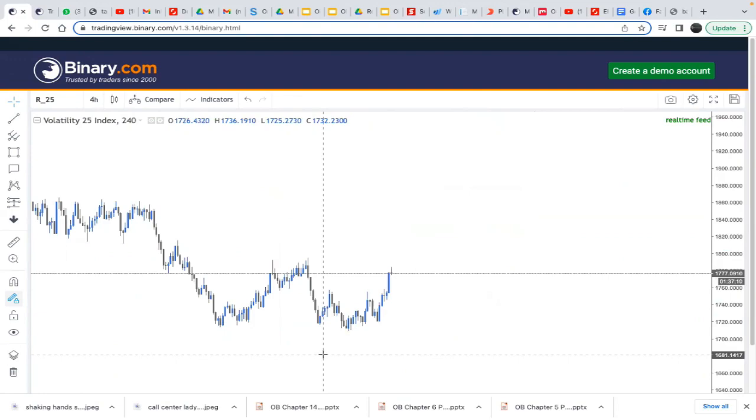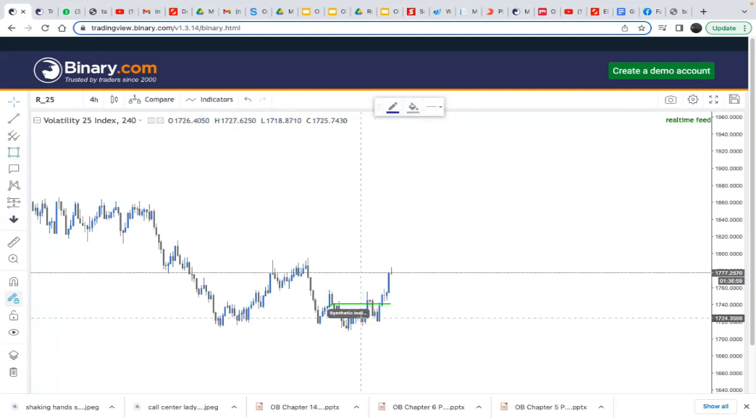What I want you guys to get in the habit of is when you see an order block, preferably in the direction you want to go in, draw it out on the H4. So you see here, this is a selling H4 order block. Let's just say, can you draw this one, please, Dwayne?